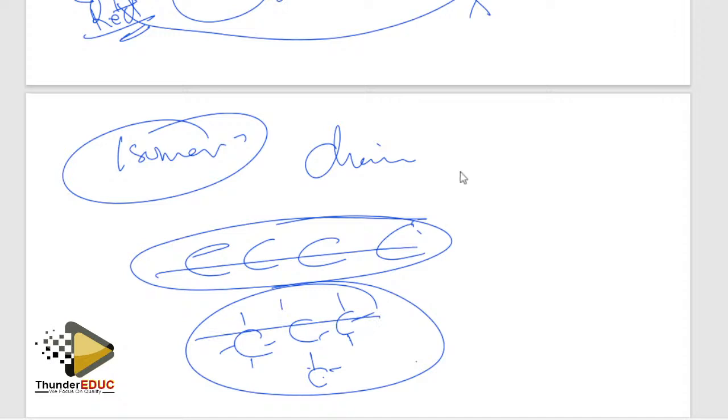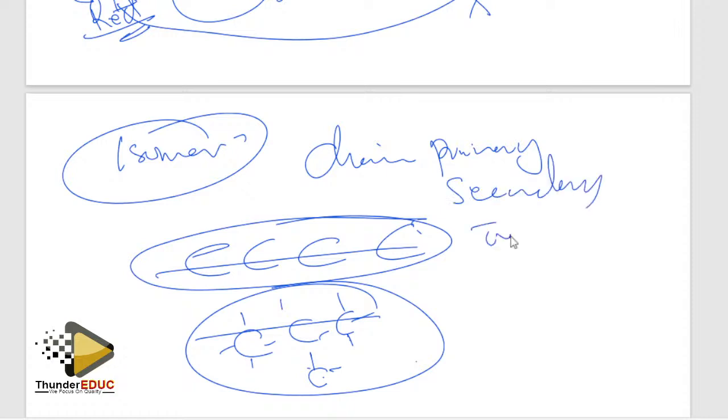Now, if it is position isomer, the major difference is the position of the functional group. But this position does not change the functional group. This is what I mean. You have primary alcohol, secondary, and then tertiary.